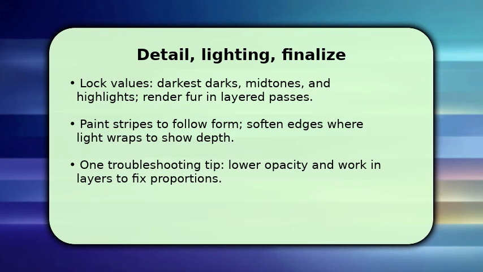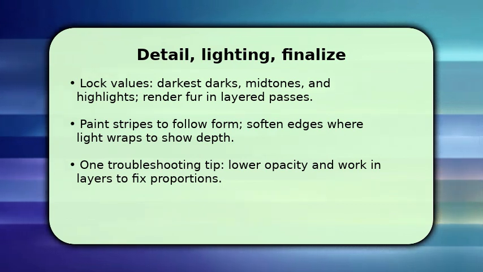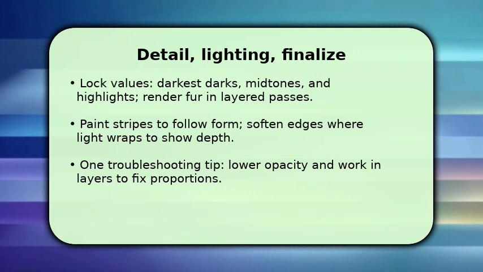For finalizing, commit to value structure. Block darkest shadows, midtones, and highlights so each pass builds depth. Paint fur in layered passes, start coarse, then add finer hairs and edge detail, making sure stripes follow the underlying anatomy to sell 3 dimensions. Once done, add crisp highlights where light hits and soften edges where light wraps around the form.